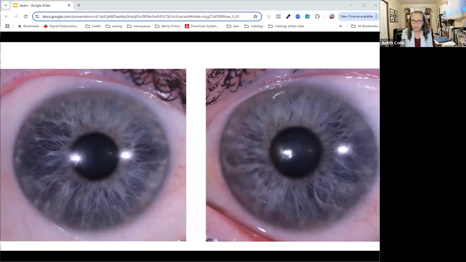When we look at the 3 constitutions, she falls into the lymphatic constitution. That means that she has blue eyes, and we see lots of fiber structure in her eyes. So when we look at these little threads, all these threads in here, this is fiber structure. So basically blue, lots of fiber.